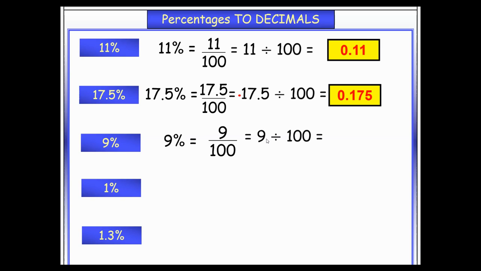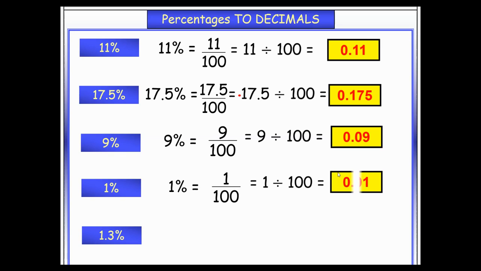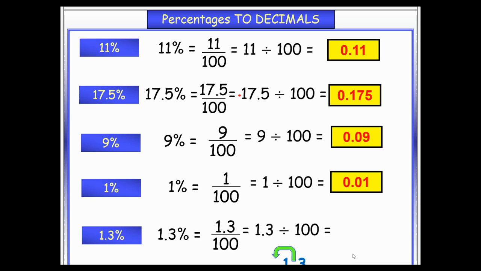9% moves it 2 places, so what happens? You go 1, but you go another 1, so there's a gap. So if you think 11% is 0.11, then 9% is 0.09, which means 1% will be 0.01. So what about 1.3%? 1.3% means that you start at the decimal, and you move it 1, 2 positions. So this is where the point will go to, and you have a gap. So what does that mean? It will be 0.013.